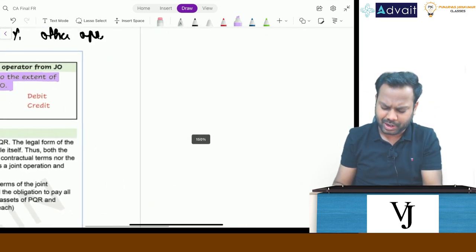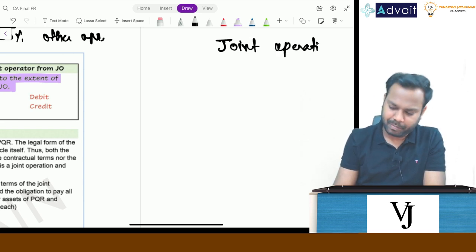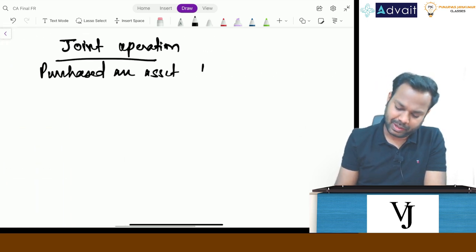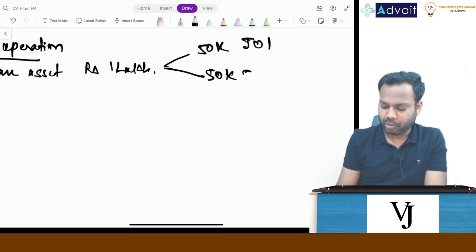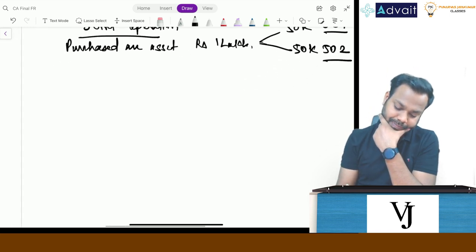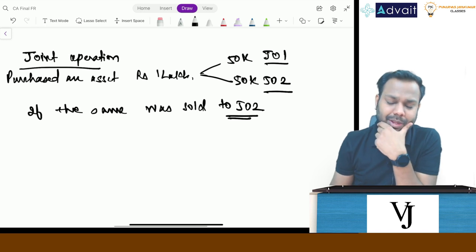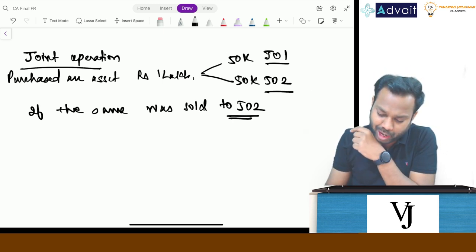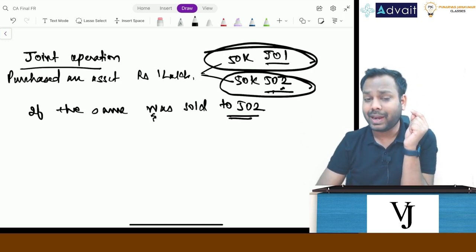I'll take up one simple example to explain this concept. Let's suppose the joint operation purchases an asset costing rupees 1 lakh. So definitely 50,000 was brought in by joint operator 1, and 50,000 was brought in by joint operator 2. Now, if the same asset was sold to joint operator number 2, tell me how much joint operator number 2 should bring additionally. At what price should it be sold? It should be sold at 1 lakh or 50,000? Joint operator 2 has already paid 50,000 for this in the past. So now if joint operator number 2 wants to purchase this asset from the joint operation, he has to pay his share only, right? That's what I'm trying to say here.